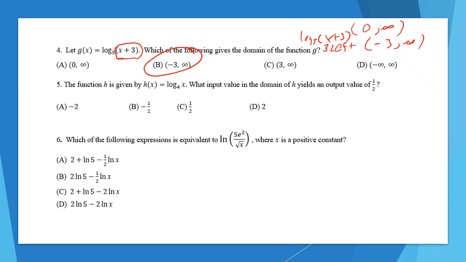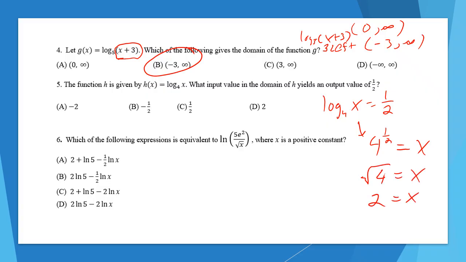For number 5, here we are given that this is log base 4 of x, and we want to know where this yields an output value, or y value, of 1/2. Converting this to exponential so we can solve for x, we should get 4 to the 1/2 is equal to x, which is the square root of 4, which is just 2. So 2 is equal to x, so D is the correct answer.